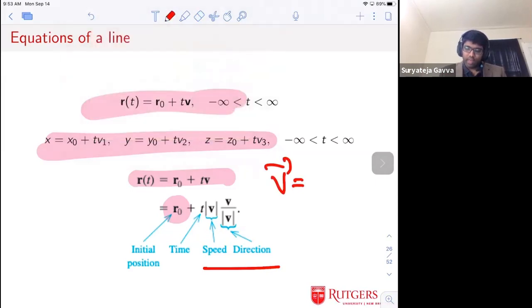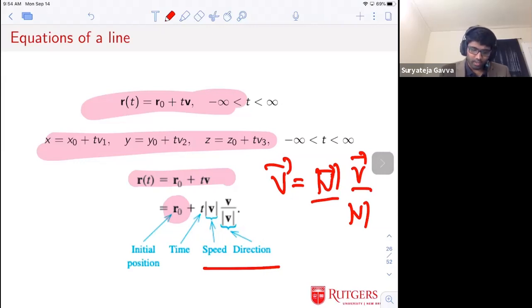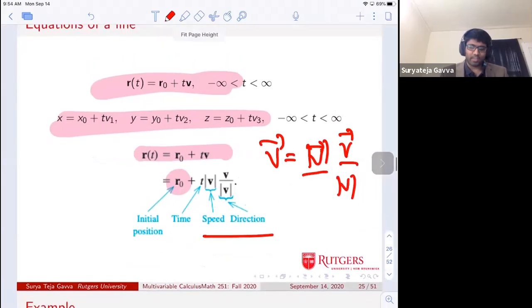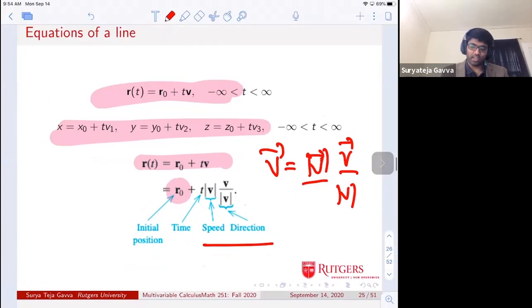It can be, so the magnitude of it is some number. That magnitude of the velocity is called the speed, and the direction is whatever is left, v over the magnitude of v. Okay, so v can be written as the speed times v over the magnitude. So this gives you the direction, and this gives you the magnitude of the velocity. Okay, so those are two aspects of the equation of the line.